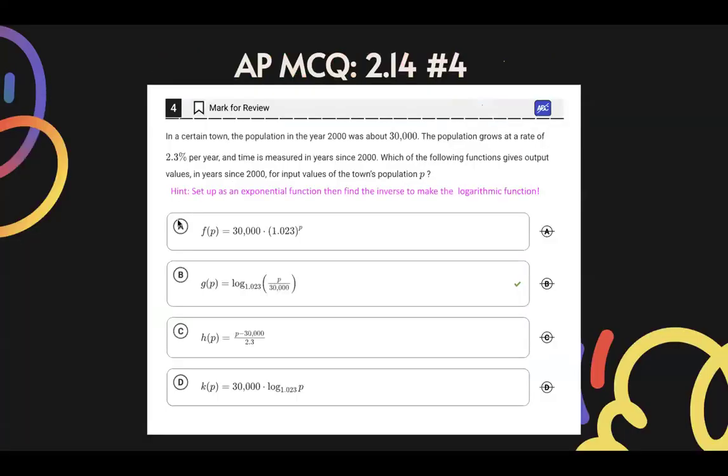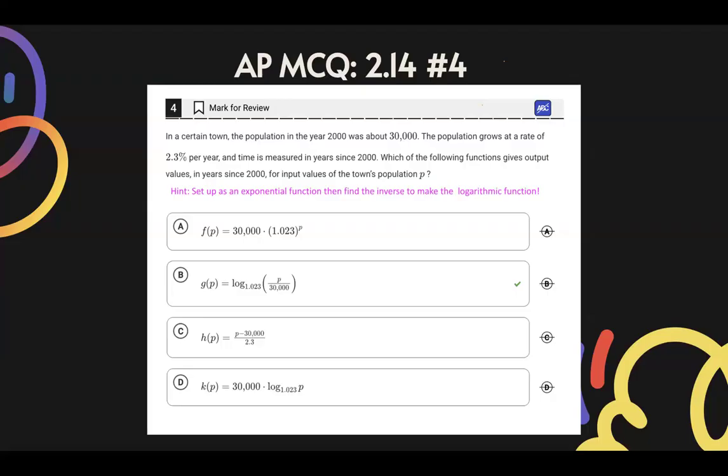For multiple choice question number 4, you are told that in a certain town, the population in the year 2000 is 30,000. The population grows at a rate of 2.3% per year, and the time is measured in years since 2000. Which of the following functions gives output values in years since 2000 for input values of the town's population? So essentially, all we're doing here is setting up an exponential function, and then finding the inverse to make it a logarithmic function.